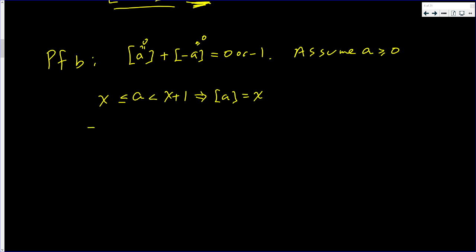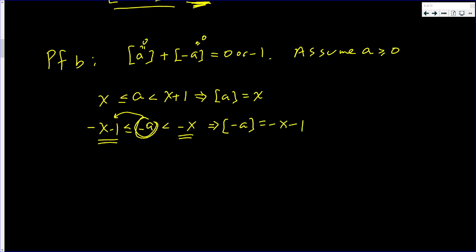If I multiply everything by negative 1, I get this. This is a number, and that's 1 less. They're 2 consecutive numbers. That means the greatest integer of this is equal to the smaller number. The greatest integer of negative a is equal to negative x minus 1.